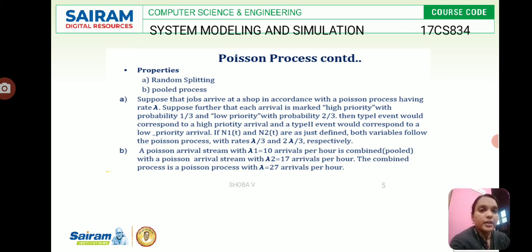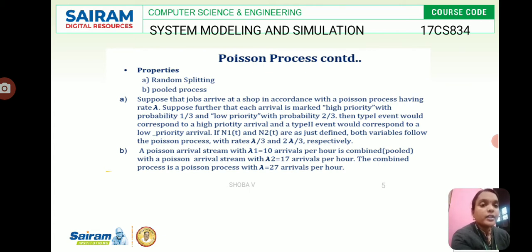So we have two properties: random splitting and the pooled process. In random splitting we have low priority and high priority. Each arrival is marked as one of the priorities depending on the conditional strategies, and we have lambda, which is the arrival rate. Each job arrives at a shop in accordance with a Poisson process having rate lambda, and for example, high priority with probability 1/3 and low priority with probability 2/3. So a type 1 event can correspond to high priority and a type 2 event could correspond to low priority.